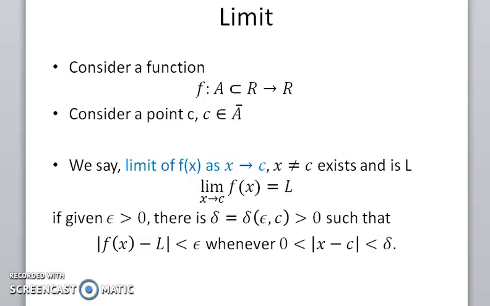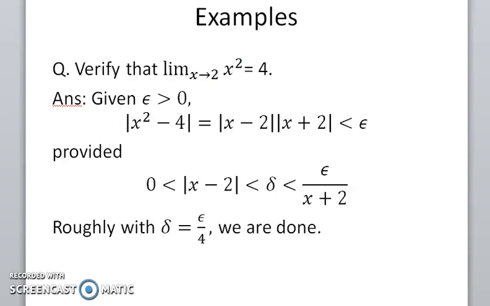In other words, whenever x approaches C, it does not become C, but it comes closer and closer to C, the corresponding functional value f of x would be closer and closer to L. So that is the meaning of limit of f of x as x goes to C. Let us try to understand using an example.